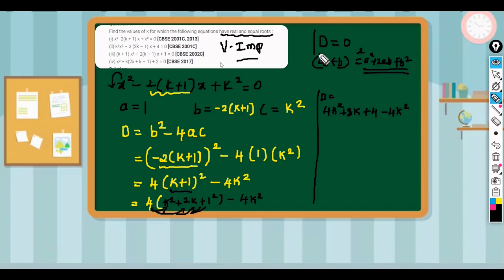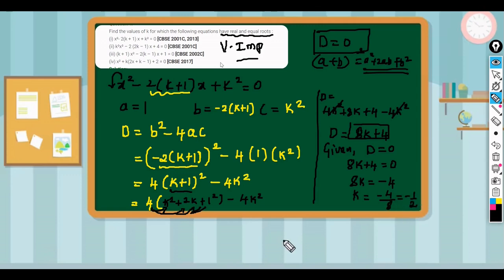We are still finding out our discriminant. Later we will apply this condition, then we will get the value of k. So minus 4k square plus 4k square get cancelled. I am remaining with D equal to 8k plus 4. Now let's apply the condition D equal to 0. Given D is equal to 0. You have gotten a D here, which is 8k plus 4. Equate that to 0. Then just shift the 4 to the right side. It becomes minus 4. And k will be minus 4 divided by 8, which will be minus 1 by 2. This is the value of k.